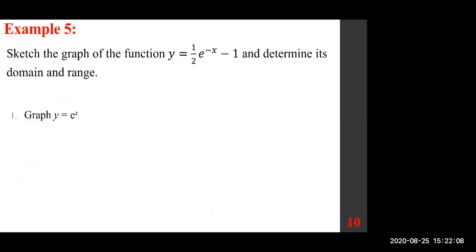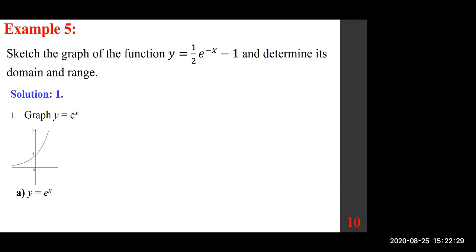All right, we want to graph this, and again, the idea is to start with a basic function. In this case, the basic function is e to the power of x, and we know how the graph looks like. It looks almost like 2 to the power of x, 3 to the power of x, roughly.